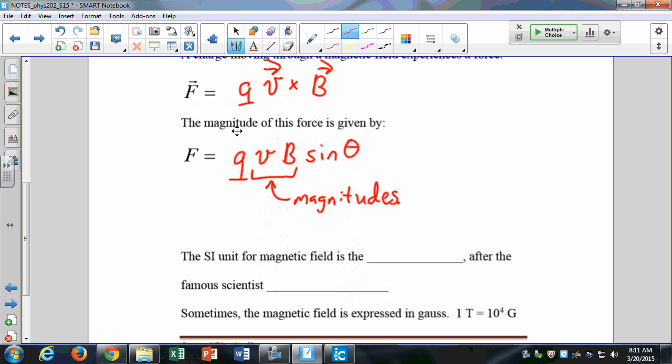The SI unit for the magnetic field is the Tesla, after the famous scientist Nikola Tesla. There have been several movies about him. He was kind of a quirky guy. We'll listen to a clip later when we get into electricity and how it works. Sometimes you'll see magnetic fields expressed in Gauss. Often the Earth's magnetic field is expressed in Gauss, but we won't use it here. We'll use Tesla instead.